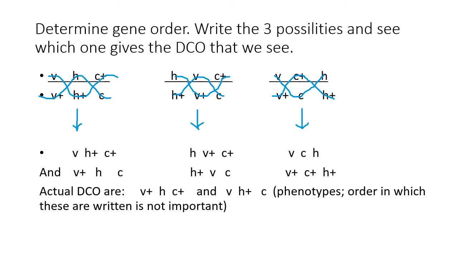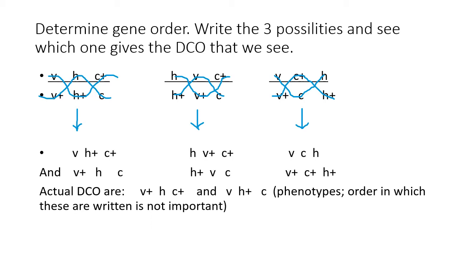Okay, we go to the second one, and we have H, V plus, C plus, and we have H plus, V, C. So we write that, and then we compare those to our actual double crossovers, and we see that this one does work. Now we're looking for phenotypes. The order in which these are written is not important. What we're looking for is what mutant alleles are together and what wild type alleles are together. So this one works because it has H only, and it also has V and C together. So this is the correct order.